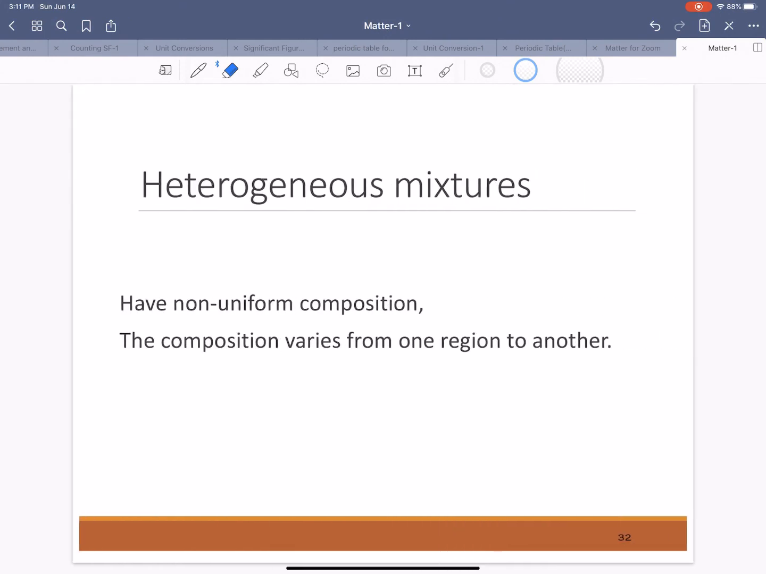In a heterogeneous mixture, we have a non-uniform composition. And often we can see that. Not always, but often we can see that. The composition varies from one region to another. So an example of that could be something where you can see it's non-uniform, as in the previous examples, or it could be something where it sort of looks uniform.